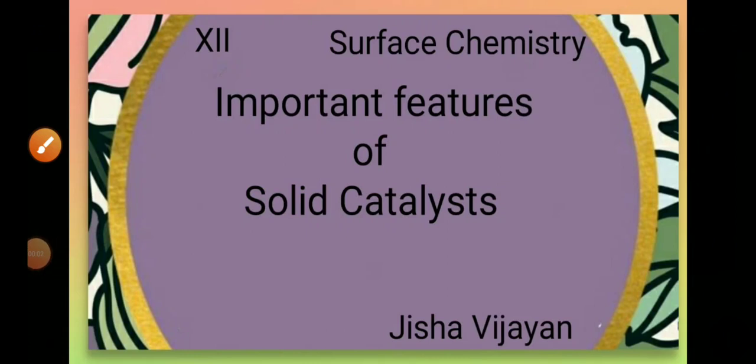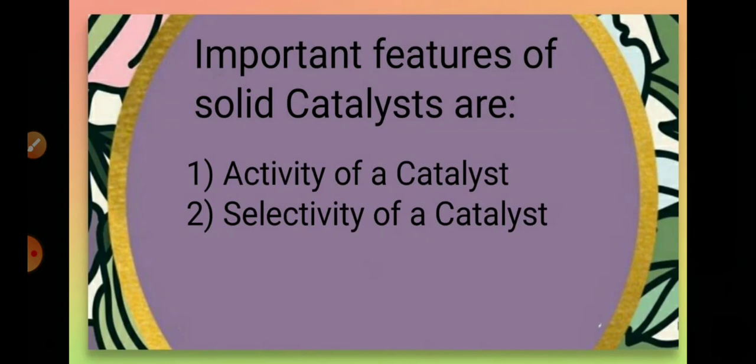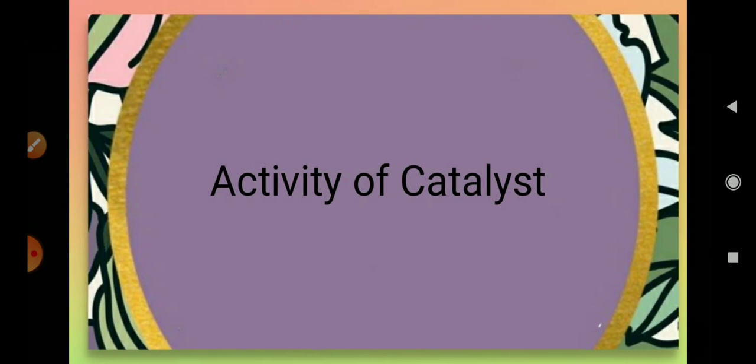So after discussion on the theory of catalysis, let us discuss very important features of a solid catalyst. Let us discuss what these features are. The two features which we are going to discuss here are, first, the activity of a catalyst, and second, the selectivity of a catalyst. So let us first discuss the first important feature of a catalyst, that is, activity of a catalyst.